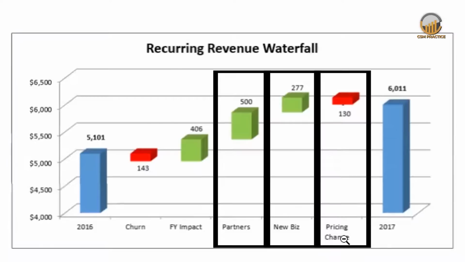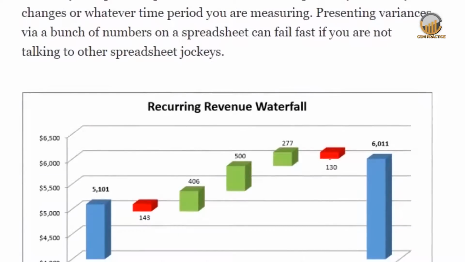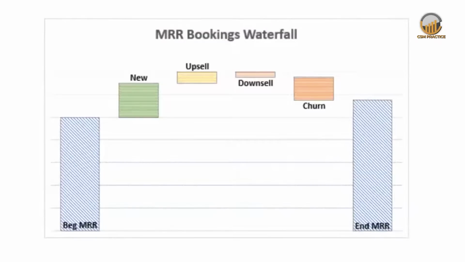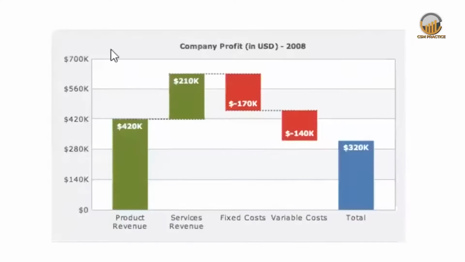I'm not very keen on it. The only reason I showed this is just to show that there's different permutations of this classic waterfall. Here's another one where they're actually looking at company's profit. You could do the same. So how much was it from selling your software or your product versus how much did you do on services?